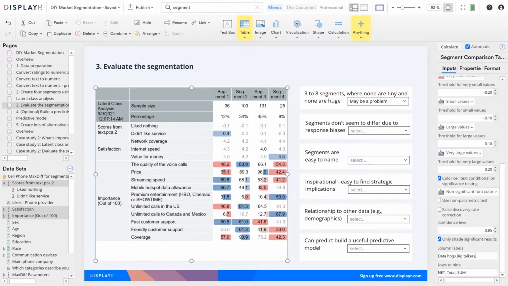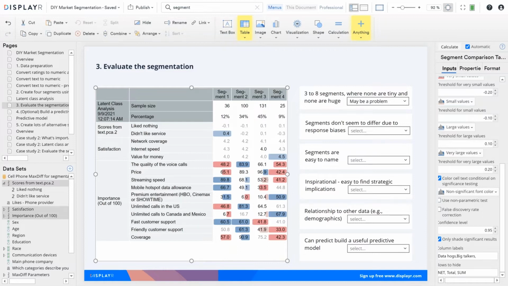Segment number three, this is our biggest segment. Their highest score is for price, and it's 97, right? That's 97 out of 100 on average. That's telling us that these guys are very similar, even though it's a big segment. And so we can be okay with it being a big segment.